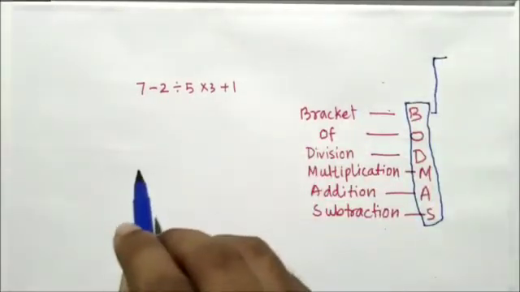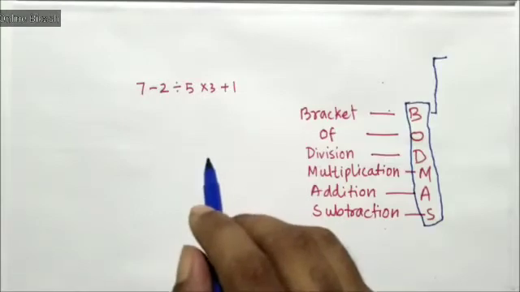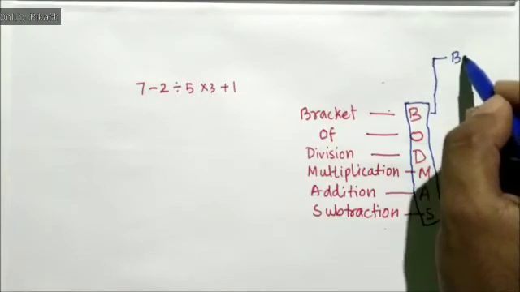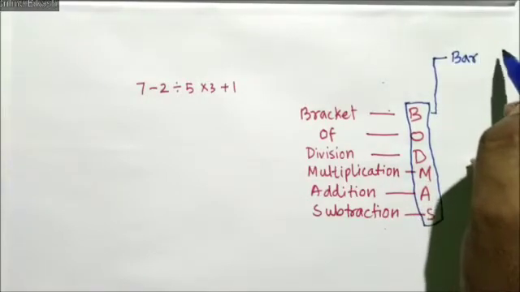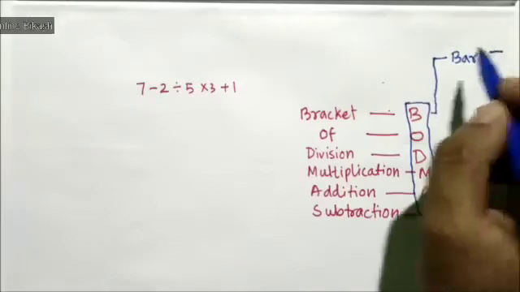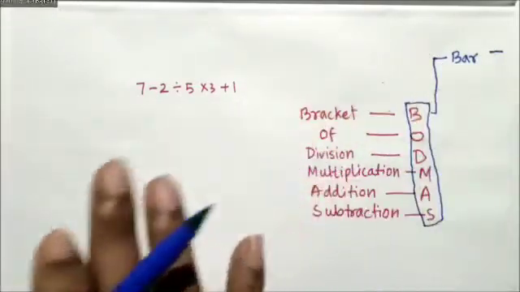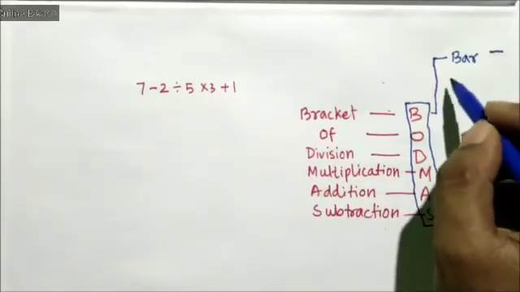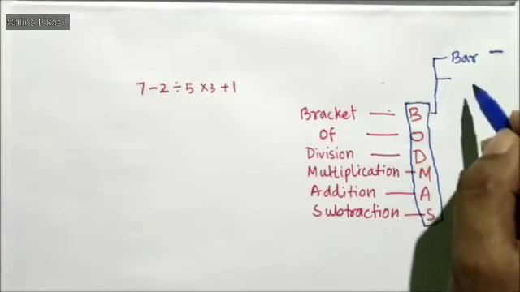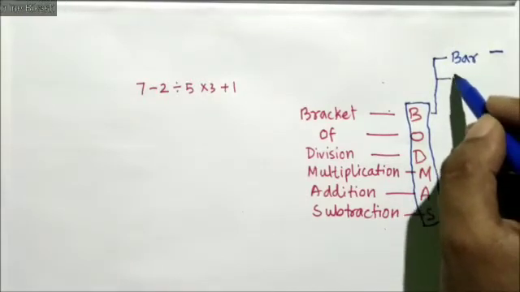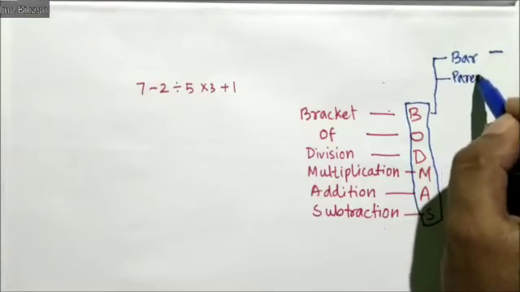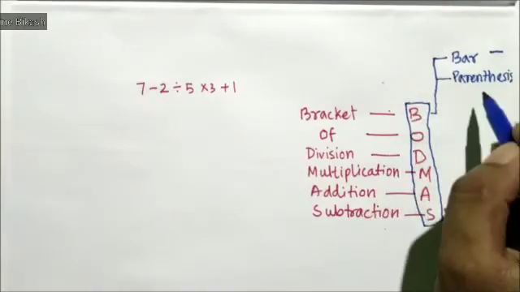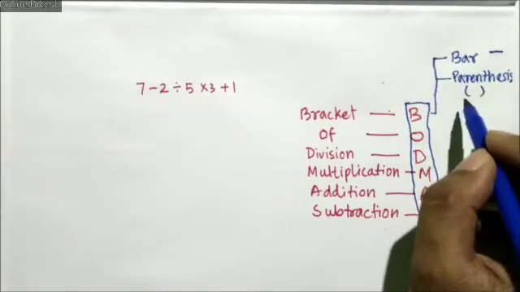The first will be vinculum or bar. I'm writing the bar, and it is just a bar above the expression. We will be very clear after simplifying some questions. Now after the bar come the parenthesis. I'm running out of my page. So parenthesis looks like this. This bracket is known as parenthesis.